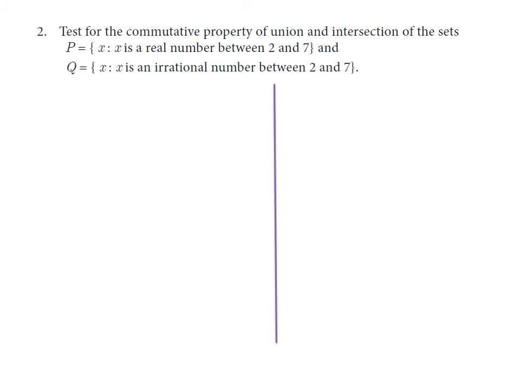Next one. Test for the commutative property of union and intersection of the sets. First one, P is equal to the set of all x, x is a real number between 2 and 7, and Q is equal to the set of all x, x is an irrational number between 2 and 7. So first we have to find the elements of P and Q. P is the natural numbers lying between 2 and 7: 3, 4, 5, 6. Irrational numbers: root 3. Root 4 will become 2, so we should not consider that. Root 5, root 6.